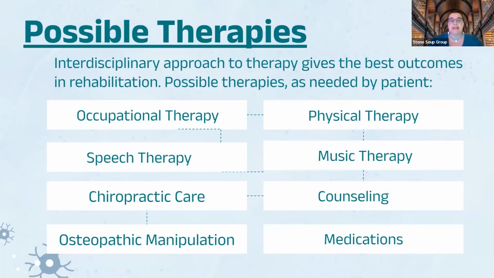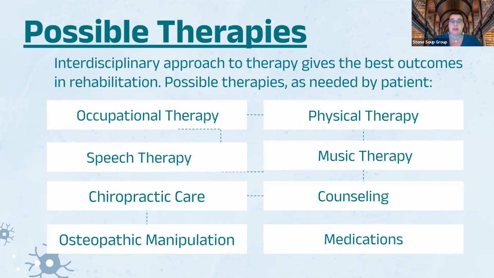When it comes to therapies for brain injuries, whether moderate, mild, or severe, they have found in the research that an interdisciplinary approach gives the best outcomes when you're doing rehab. So here are some possible therapies that you could get depending on your needs. You could get occupational therapy if you're having a hard time moving around in space. You could get speech therapy if your speech center is affected and you're losing words, you are stuttering, or if your written communication is all of a sudden taking a dive.